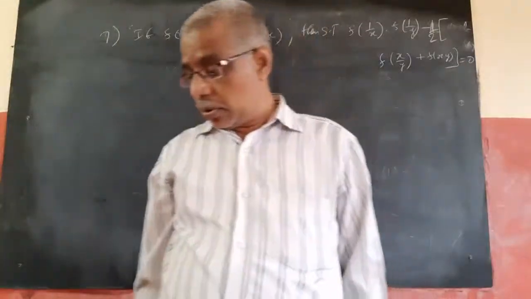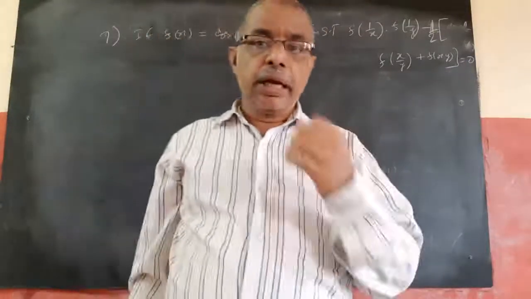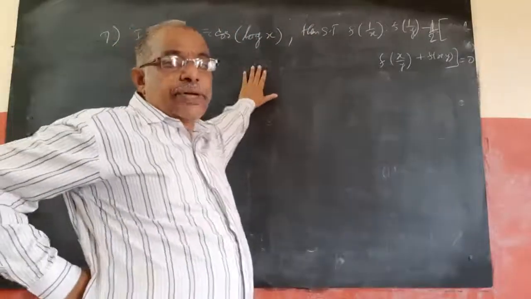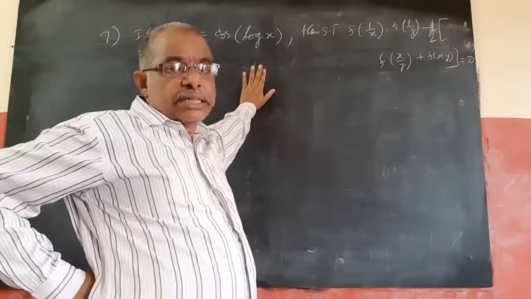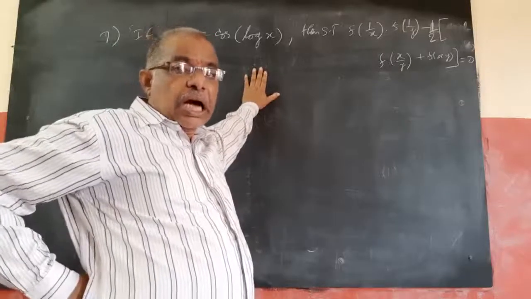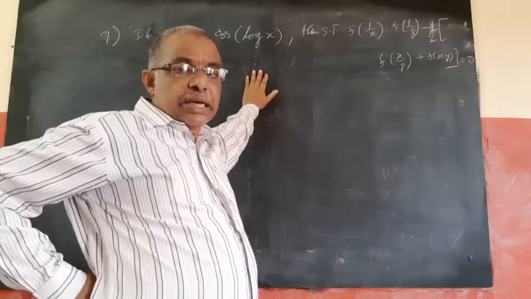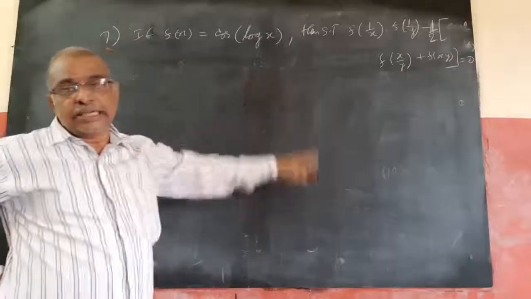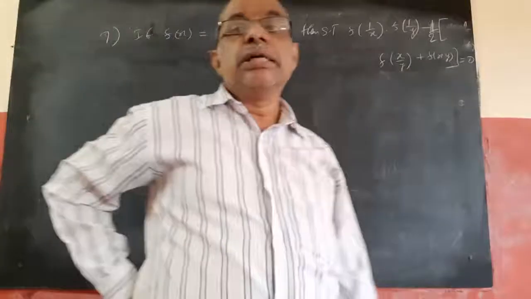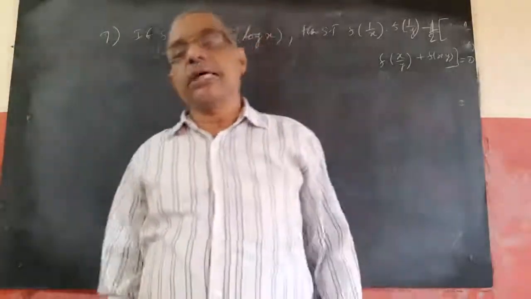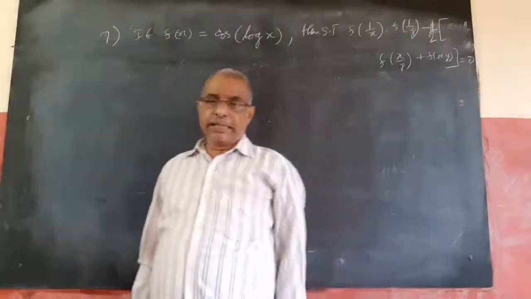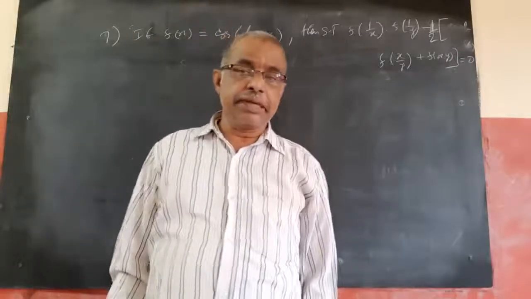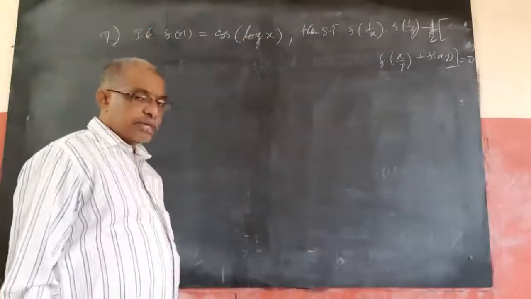How to do? Simple. He is giving f(x) = cos(log x). Here we need to know the log formula and the cos formula. Log(a) + log(b) is log(ab), and log(a) − log(b) is log(a/b). Second, cos(a+b) = cos a cos b − sin a sin b, and cos(a−b) = cos a cos b + sin a sin b. Cos formula you know, log formula.